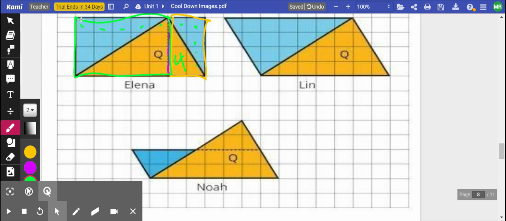And this is a 5 by 4 rectangle. 5 times 4 is 20. So the area of this triangle is 10. So the area of the entire triangle is 14.